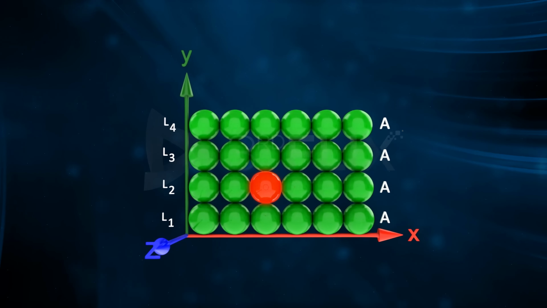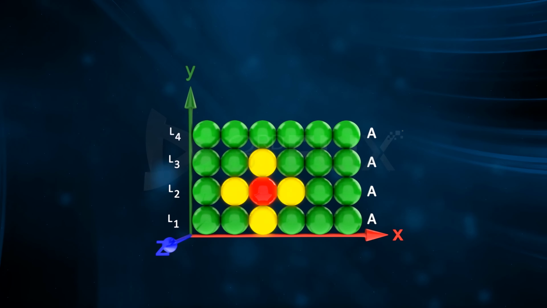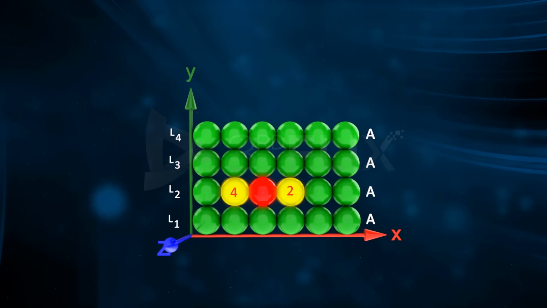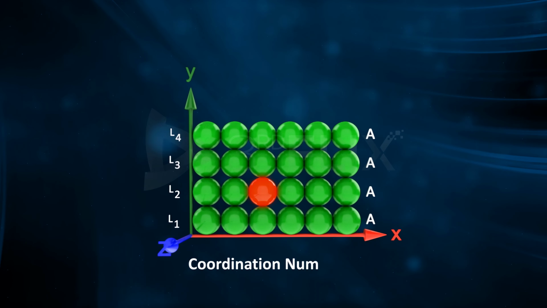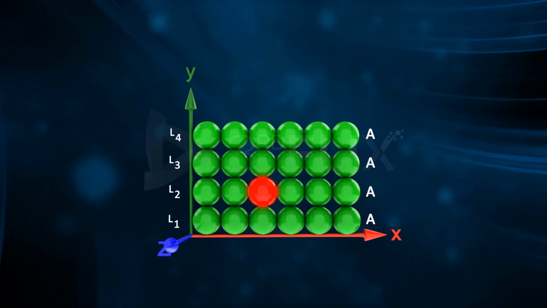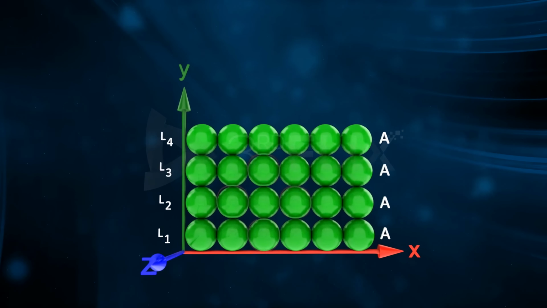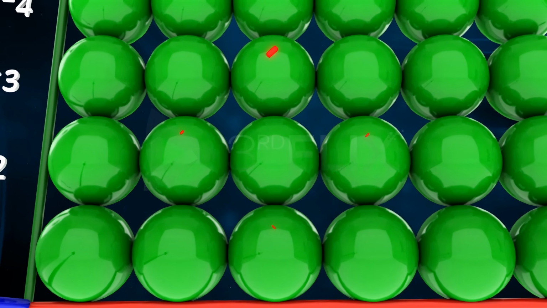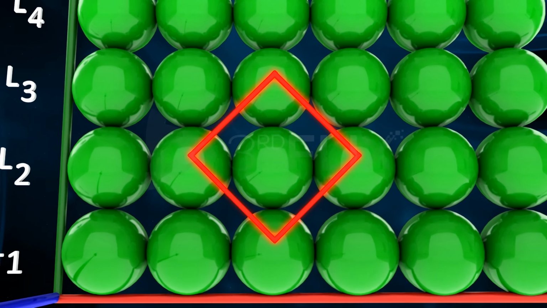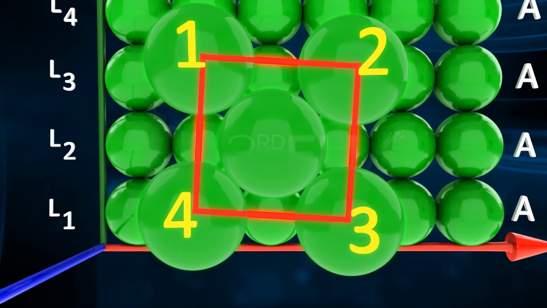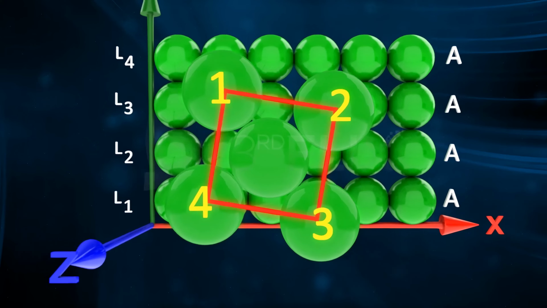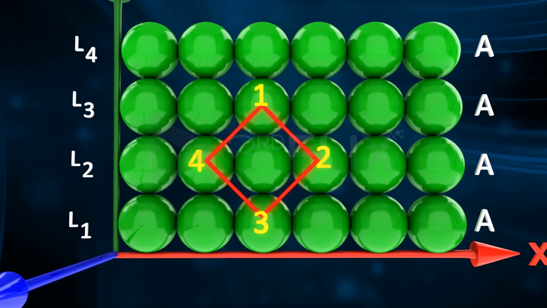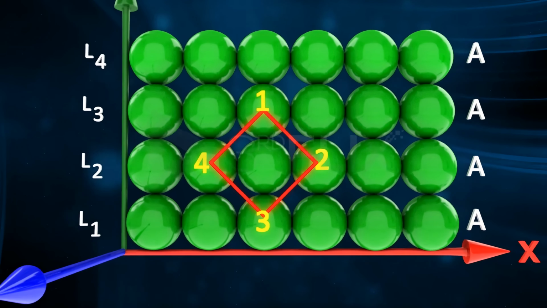Furthermore, each sphere is in contact with 4 other spheres, 2 on either side, 1 above and 1 below. So the coordination number here is 4. By joining the centers of these 4 spheres, you will get a square, which is why this type of close packing is also referred to as square close packing.